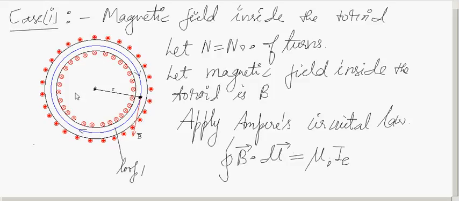Now consider loop 1. The current which lies inside this loop is all these cross currents. We have considered a number of turns, and I is the current in each turn. So the current going inside this is I, and we have to do I plus I, n times. For example, if this current is 2 ampere, then the total current threading this loop will be 2 plus 2, that is 4, plus 2, 6, plus 2, etc., n times. So the total current threading this loop will be n into I, because n is the total number of turns and I is the current in each turn.